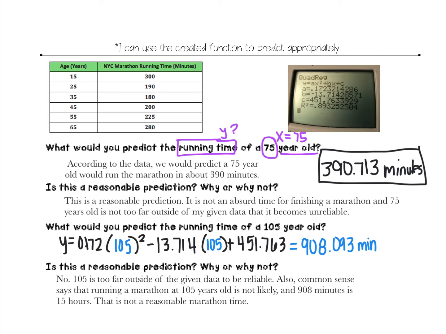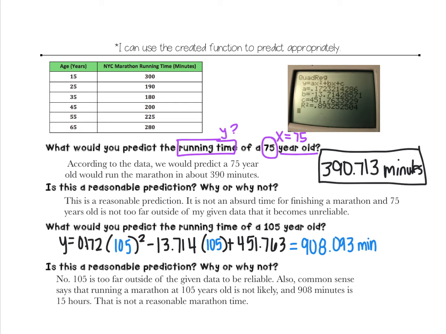So we would use, I ran out of room, but we would use this exact same sentence. According to the data, we would predict a 105-year-old would run the marathon in about 908 minutes. All right, so is this reasonable? Absolutely not. 105 is way too far outside of my given data to be reliable.